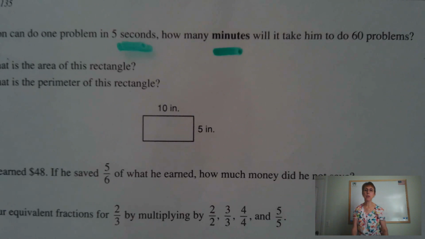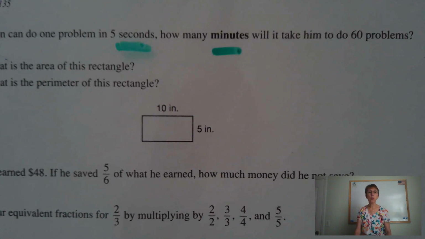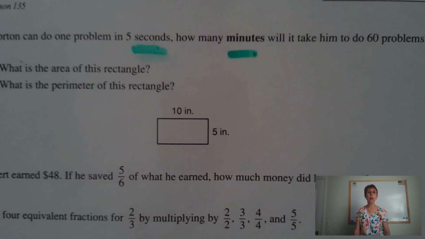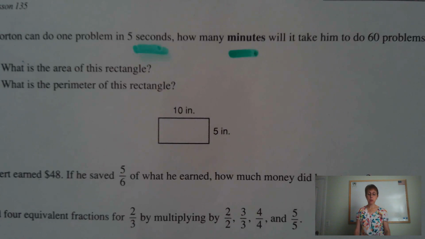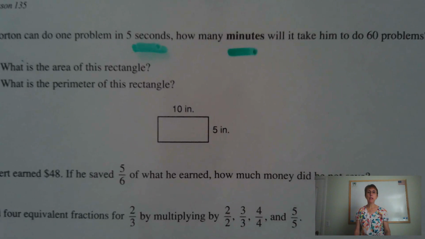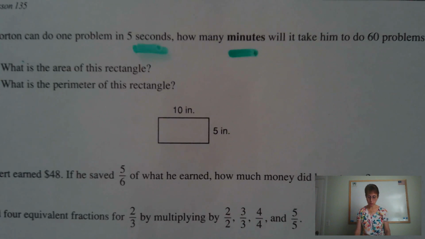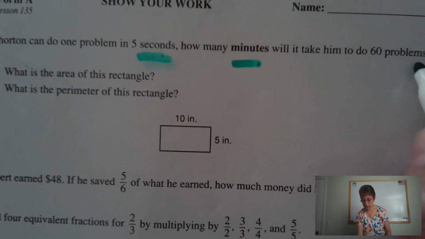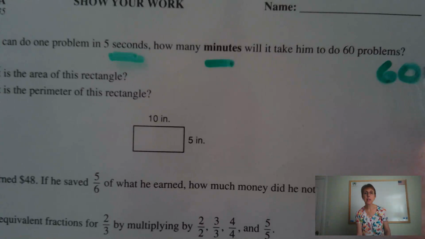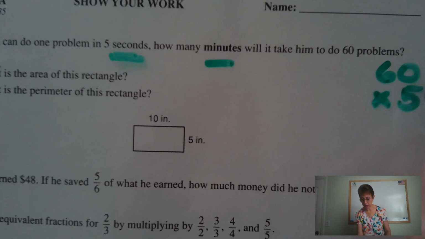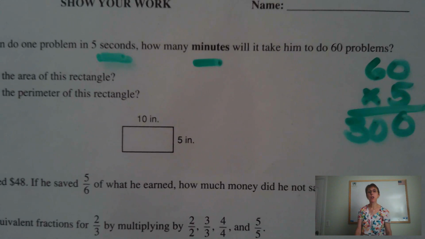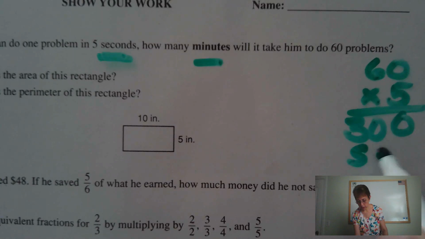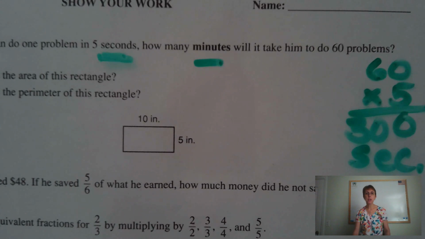So the first thing you need to do is to work with the seconds. Since we know that it takes him 5 seconds to do one problem, that's the number we need to work with when we're trying to figure out how much time it takes him to do 60 problems. So what we would say here is we have 60 problems times 5 seconds for each problem. 5 times 0 is 0, 5 times 6 is 30. So it actually takes him 300 seconds to do those 60 problems.